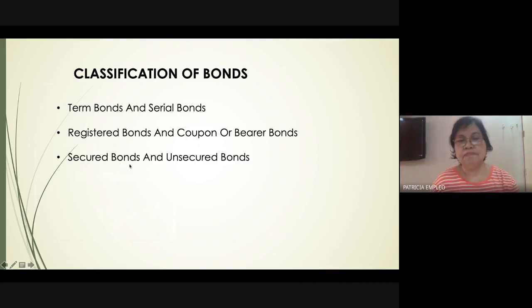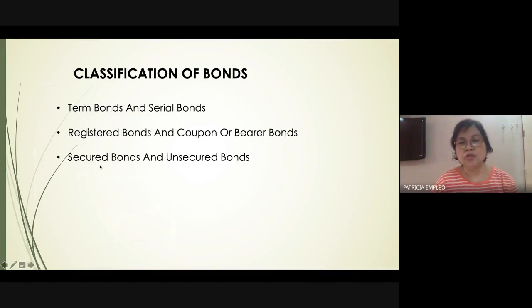We have secured bonds, meaning they are protected by some assets of the issuing corporation. And we also have unsecured bonds, otherwise known as debentures. So if the security that is attached to the issued bond is a real property, then that bond is called a mortgage bond. If the security used by the issuing corporation is a movable property such as a vehicle or large equipment, then that secured bond is called a chattel mortgage bond.